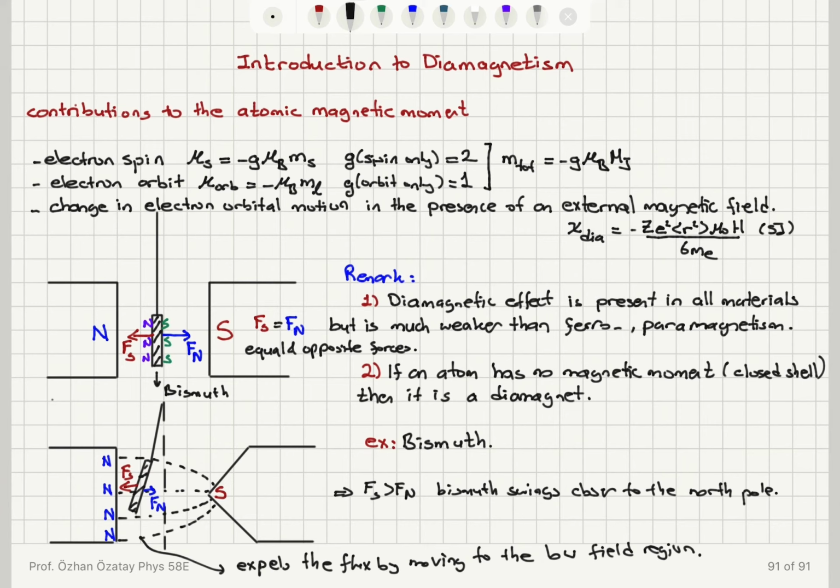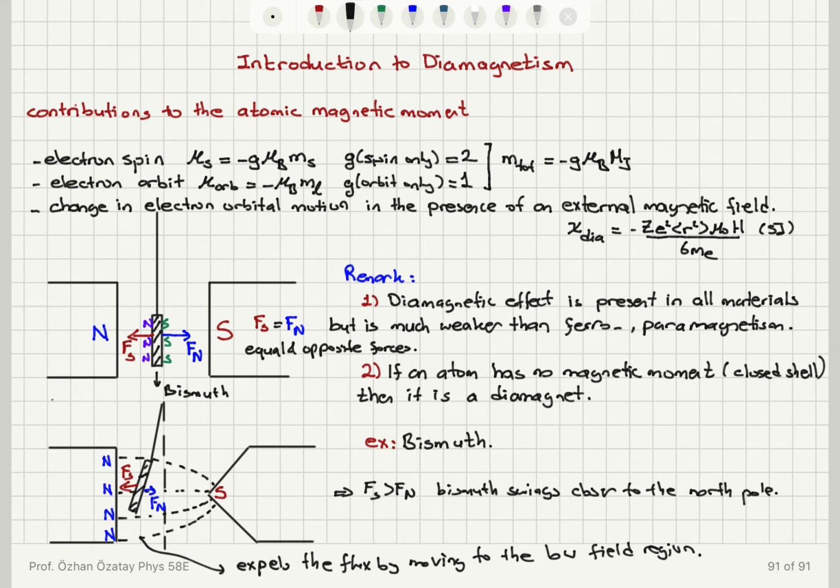The change in electron orbital motion when a magnetic field is turned on is going to cause a change in the magnetic moment, and the diamagnetic susceptibility that results is given by this expression in SI, as we're going to prove in the next video. And this effect is present in all materials because you will have a change in electron orbital motion when a magnetic field is turned on, but it will be the dominant factor only if the atom has no net magnetic moment due to spin or orbit. That's a closed shell structure. Then it is going to be a diamagnet.